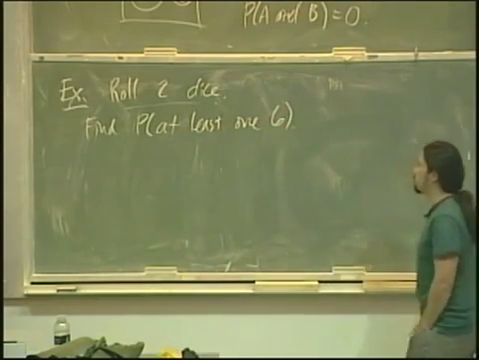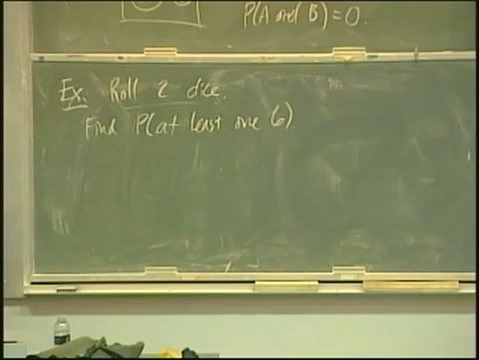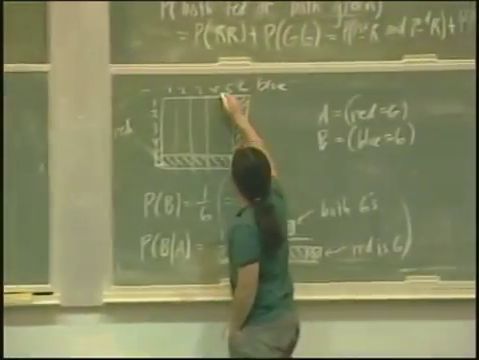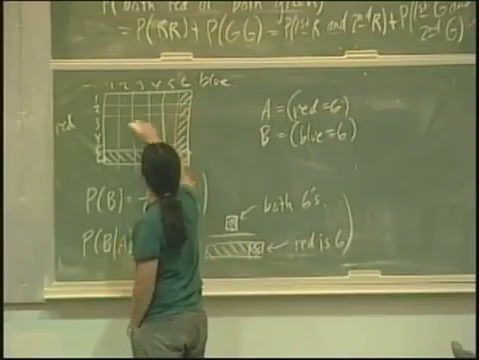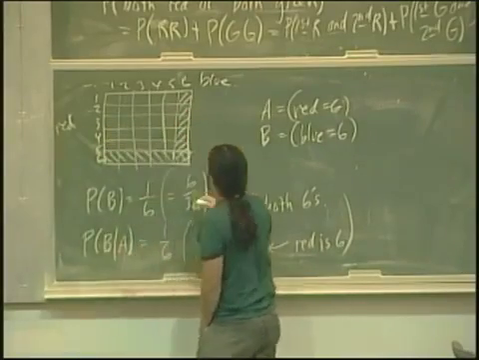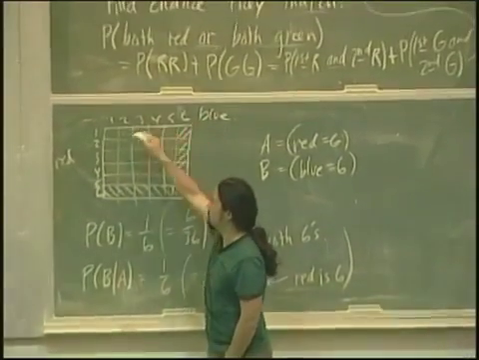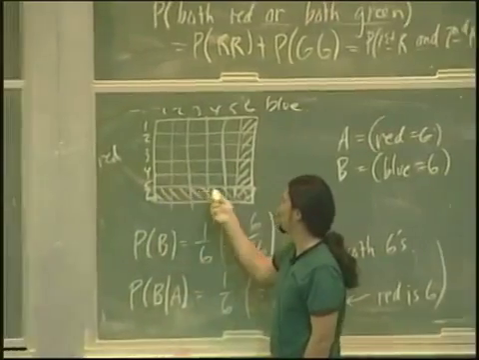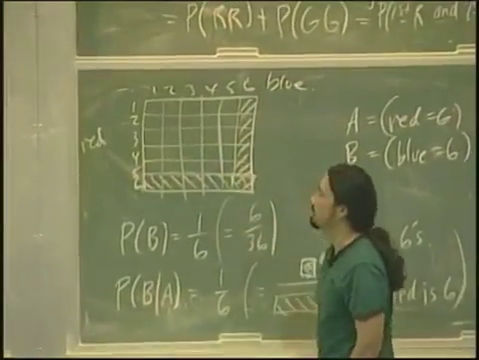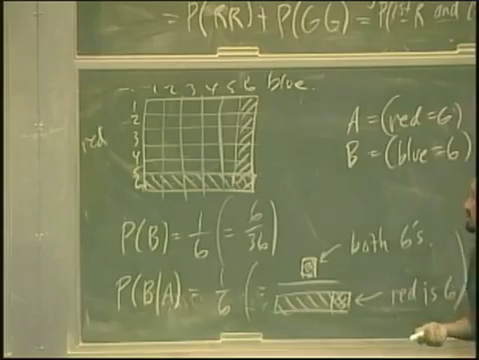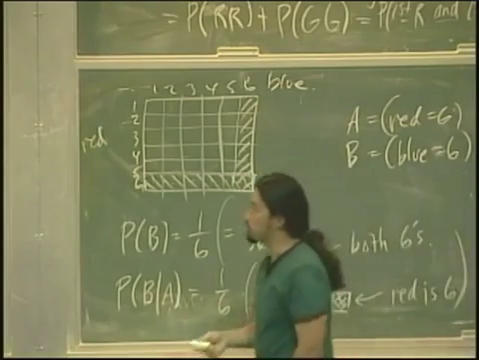I want to find the probability of at least one 6. Like I said, I did this last time, but I want to revisit it because I think it's a nice example. One way to do this is just by counting equally likely outcomes. So 36 possible equally likely outcomes, 1, 2, 3, 4, 5, 6, 7, 8, 9, 10, 11. So the answer is going to be 11 out of 36.